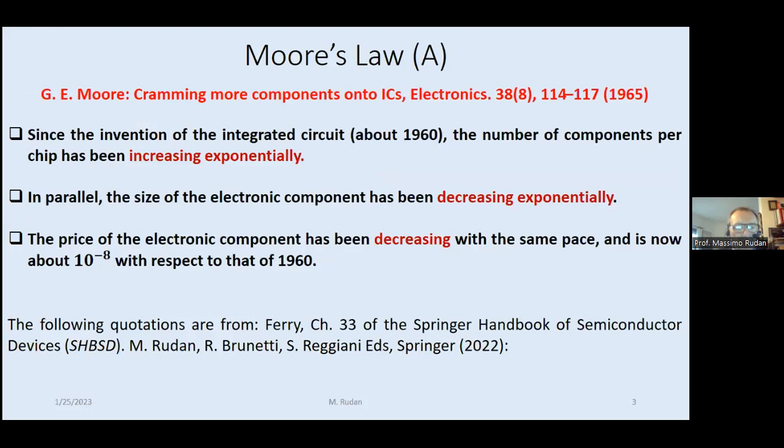Very likely many seminars of this type have cited Moore's law. In essence, in the last six decades, the number of components per chip has increased exponentially. At the same time, the size of the components has decreased exponentially, and in parallel to it, the cost of the individual component has also decreased exponentially with respect to the cost of what could be the individual transistor's cost in 1960.